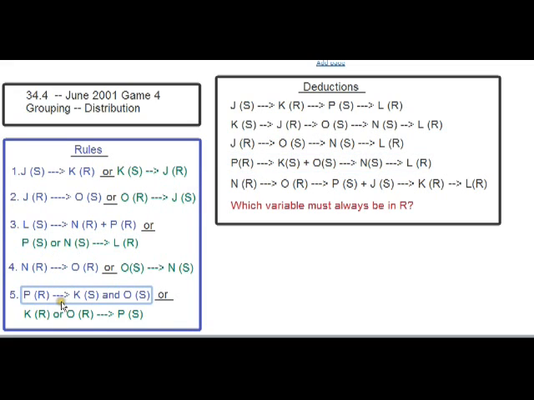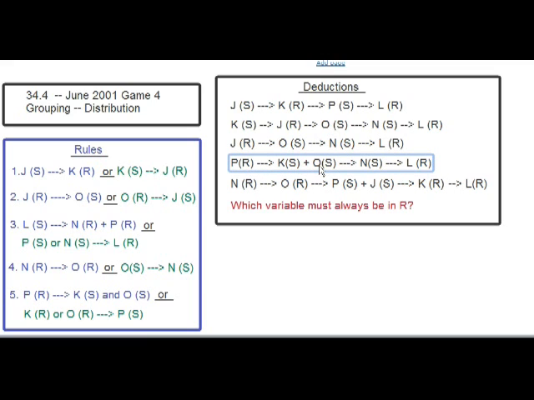And basically what I was doing was taking these rules over here and drawing out the result, following them out, and seeing what else I could figure out besides what they told me explicitly. So if P is an R, then we know two things. We know that K is an S and O is an S. Okay? So if P is an R, K is an S, and O is an S. And then what else can we know?